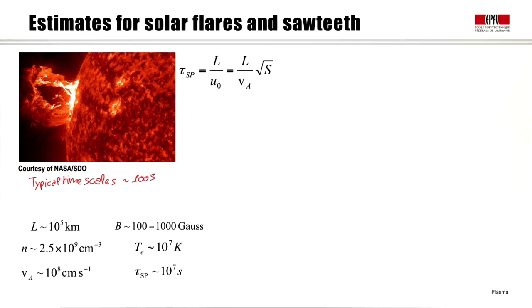Let's try to estimate the reconnection time from the Sweet-Parker model using the following formula. If we plug typical numbers for a coronal mass ejection into this formula, we end up with a prediction of approximately 10^7 seconds, which is much larger than the timescales usually observed. Therefore, the Sweet-Parker reconnection model produces dynamics which are far too slow to describe coronal mass ejections.